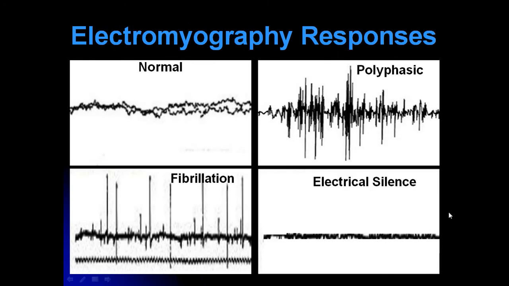So you could say electrical silence is the third one, the worst thing that can happen. This is a normal one. This is polyphasic reinnervation potentials, so that is occurring after reinnervation is occurring. And with fibrillation potentials, there is some amount of response.